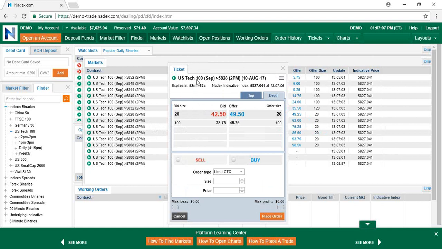This statement says the US Tech 100 will expire greater than 58.28 at 2 p.m. Eastern Time today. It's just a statement. It'll expire greater than 58.28. Yes or no? Will it or will it not? Do you agree with that statement? Yes, it will expire greater than that, and therefore you want to buy if you agree with the statement, right? If you think, no, that statement is not true, it'll be less than 58.28, then you would sell, okay, in a nutshell. At expiration, a binary is worth either 0 or 100.